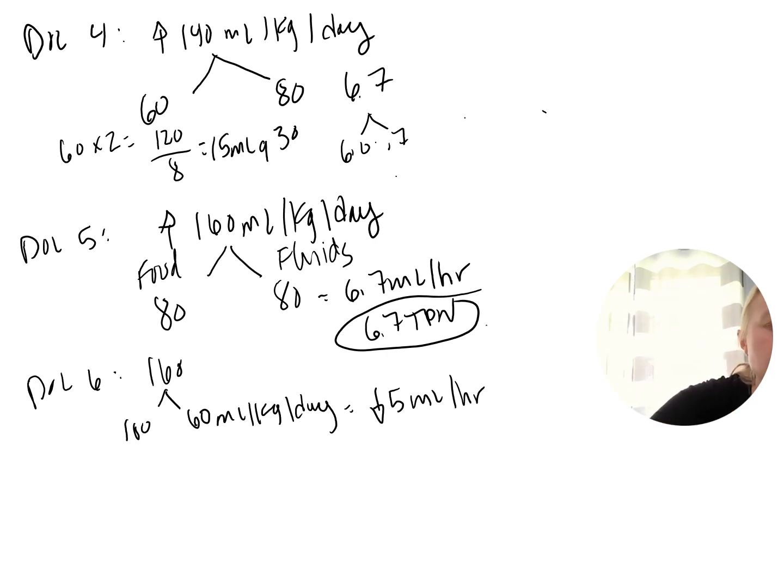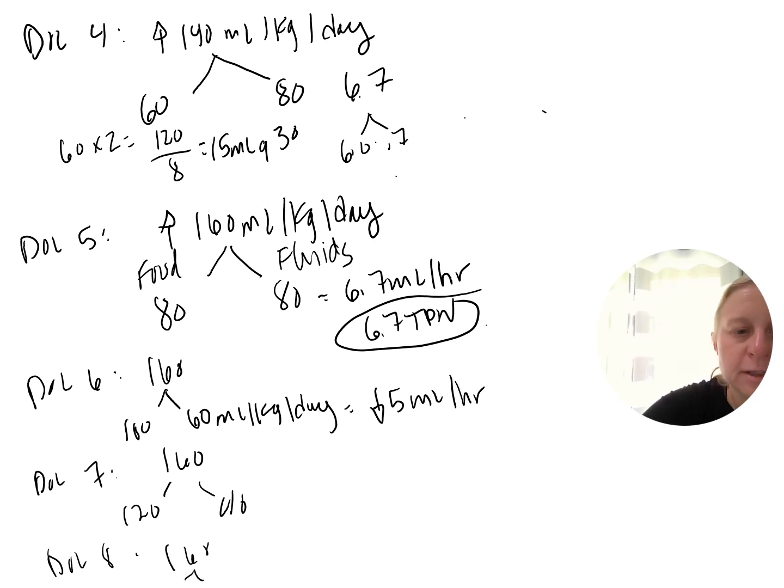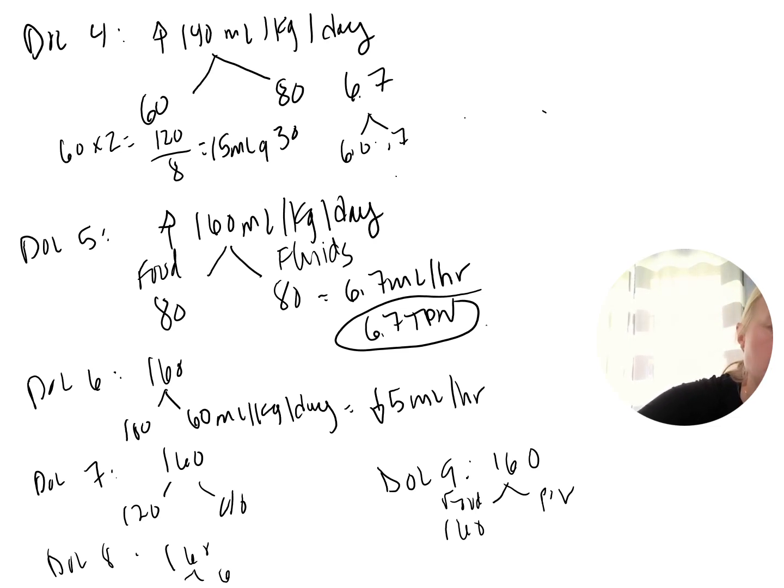So day of life 7, we're at 160, but our food is now at 120, and our fluids are at 40. And day of life 8, 160, I've run out of room. And then day of life 9, 160 is going to be 160 of food, and our PIV is all done. Because down here we were at 20. And 140. So a couple things I want to point out here.